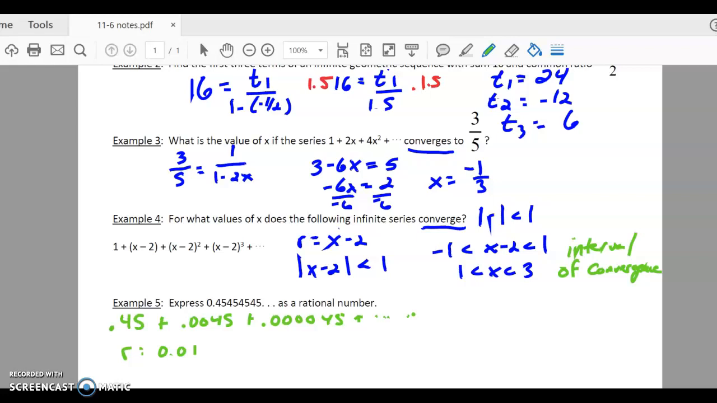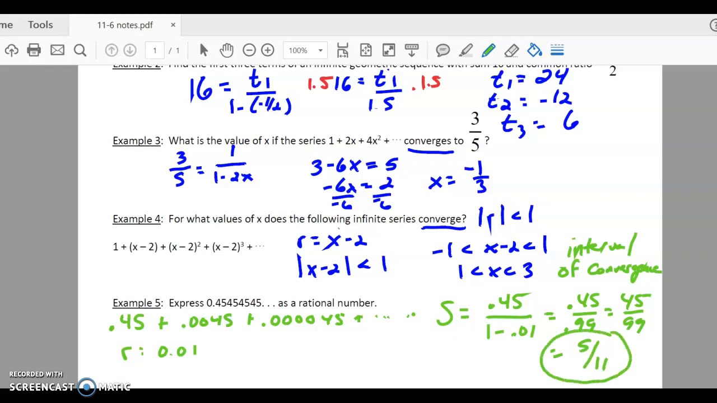Knowing what we've learned today, we know that the sum is going to converge. The first term is 0.45, over 1 minus r. r was 0.01. So when we get this, we get 0.45 over 0.99, which is basically 45 over 99. And that reduces to 5/11. That is your rational number for 0.45 repeating.